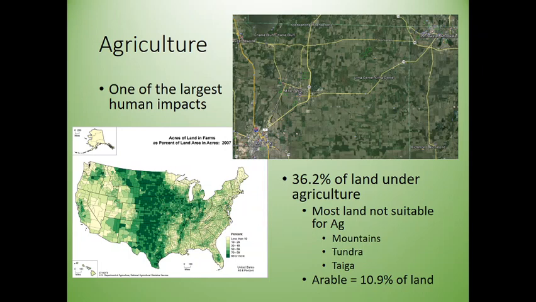So what we see though is that only about 10.9% of our land is arable, meaning it can grow crops without irrigation. So when we see this 36%, that means a lot of our land needs to be irrigated. Some of that is livestock, and that doesn't necessarily need to be irrigated. But it shows that we're using a lot more land than would naturally be able to be used.